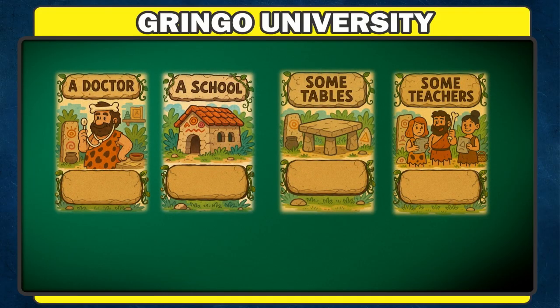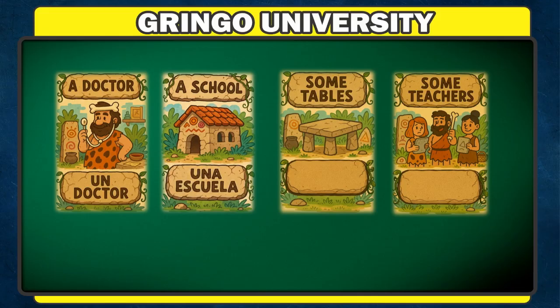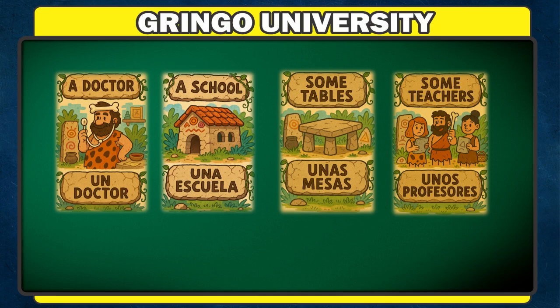Let's try a doctor. Un doctor. Perfect. Masculine, so un. For a woman, una doctora. Now, a school. Una escuela. Correct. Feminine noun, so una. Translate some tables. Unas mesas. Excellent. Feminine plural, so unas. Finally, some teachers. Unos profesores. Right. Masculine plural, so unos. For only female teachers, unas profesoras.